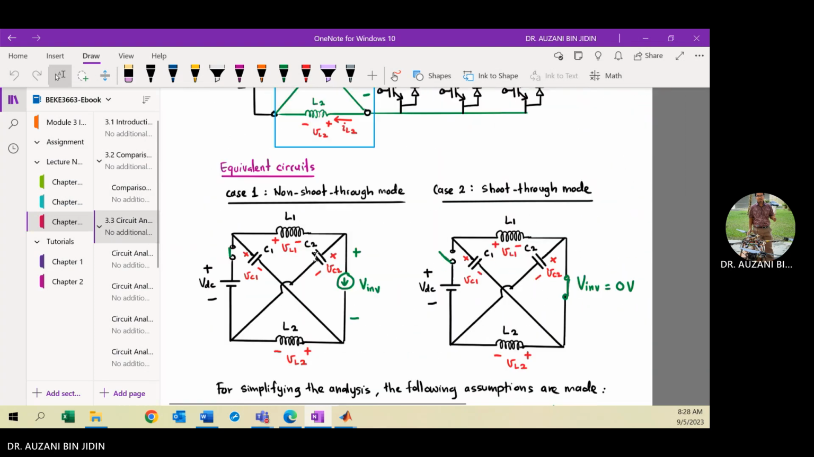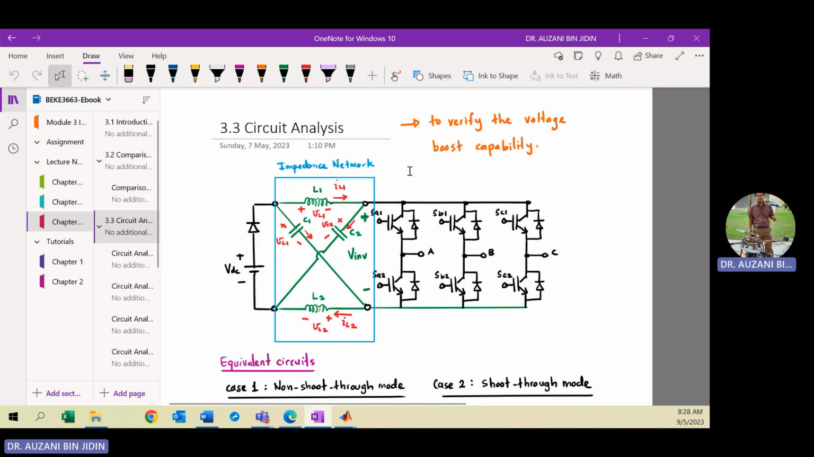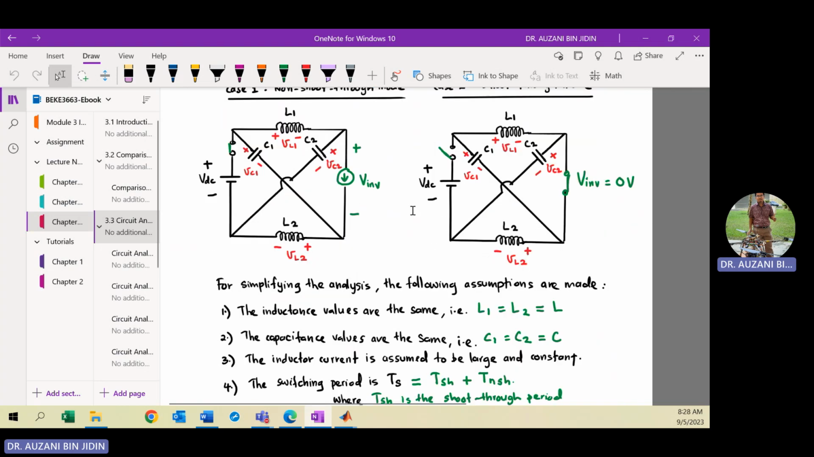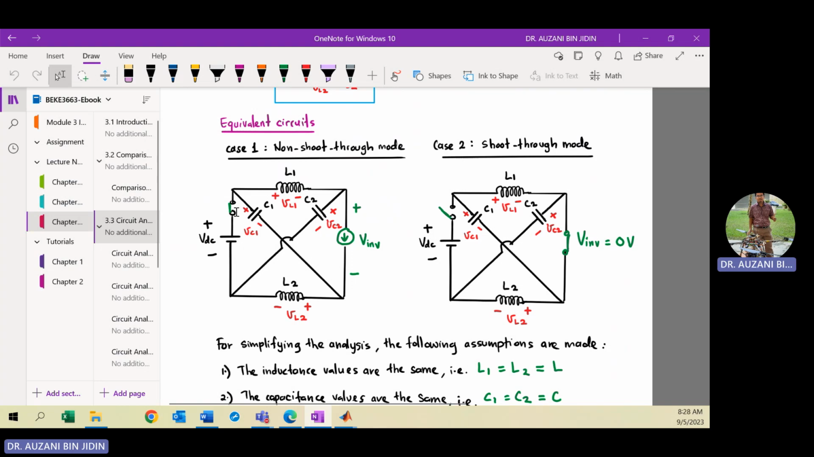Okay, then we go for the circuit analysis because we need to derive some equations to verify that the voltage can be boosted by using the Z source. So you need to draw two equivalent circuits for two cases: non-shoot through and shoot through mode. Remember, for non-shoot through, the diode is in forward bias and the voltage across the inverter will be V inverter, so we can represent the two terminals, plus to minus, as a current source. Because we assume a very large value of inductance, the current is constant.